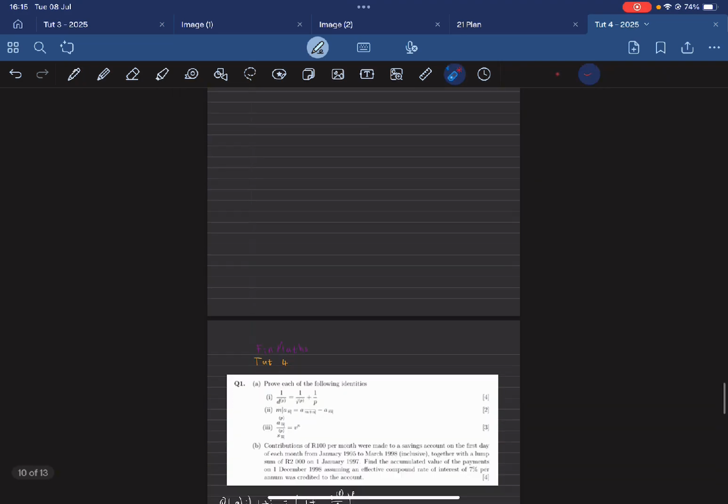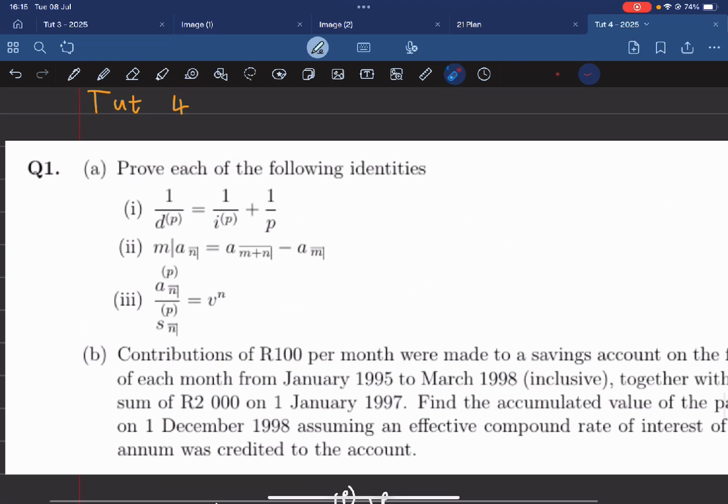So now let's have a look at the third one. The third one says basically, have an annuity for n years, compounded p times per period, divided by, so this is like a present value.